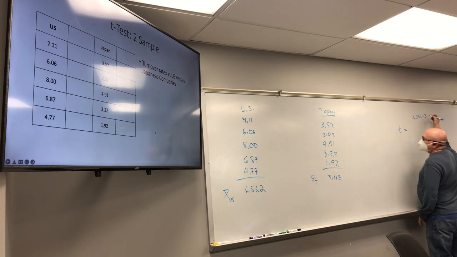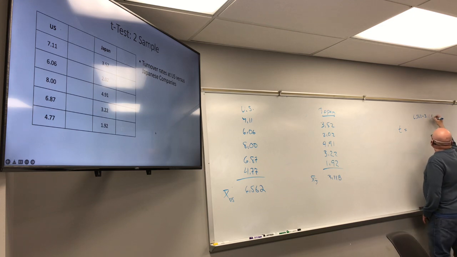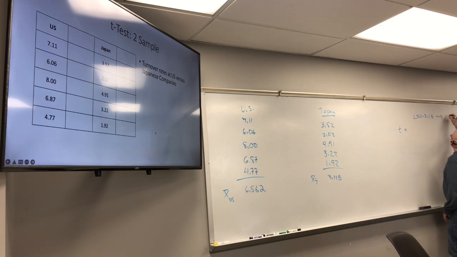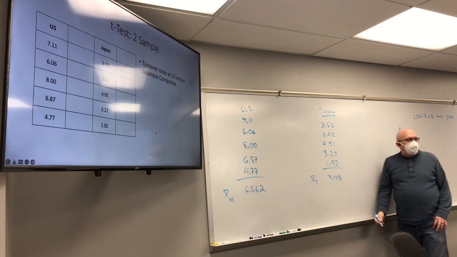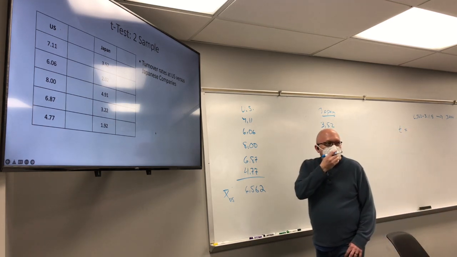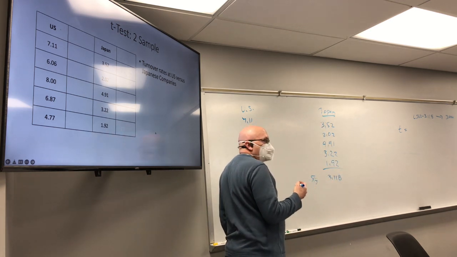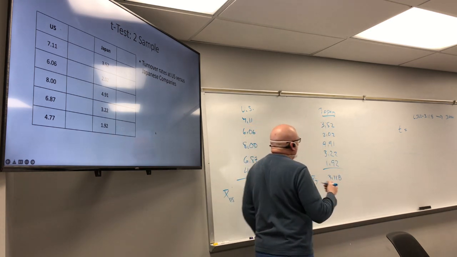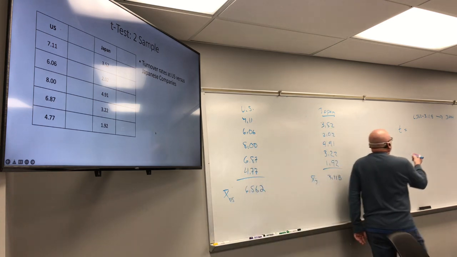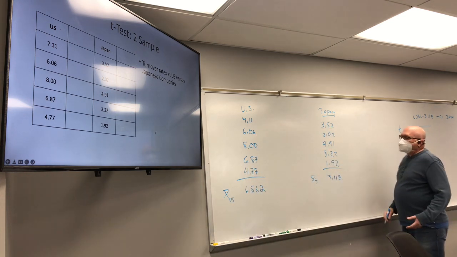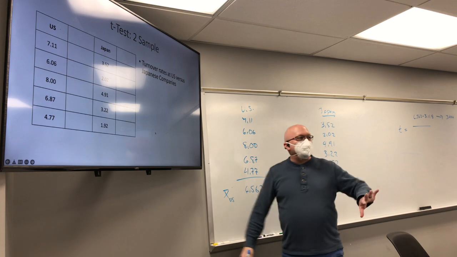6.562 minus 3.118, and that is 3.444, correct? Is my math right? Okay, so we have the numerator. So now we need the denominator. What do we need to have the denominator calculated?